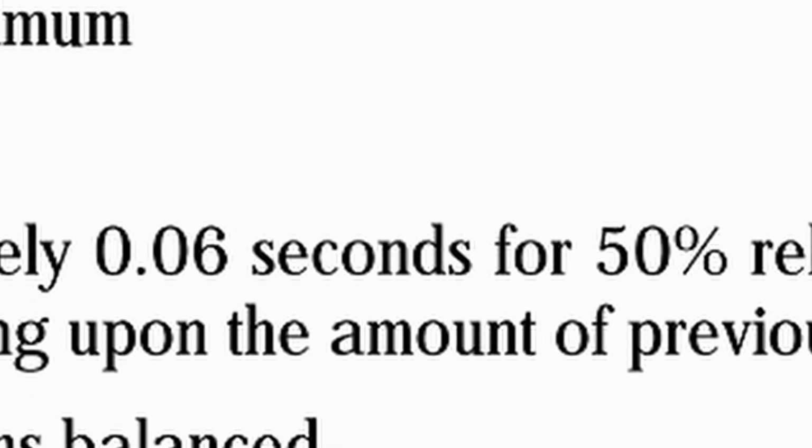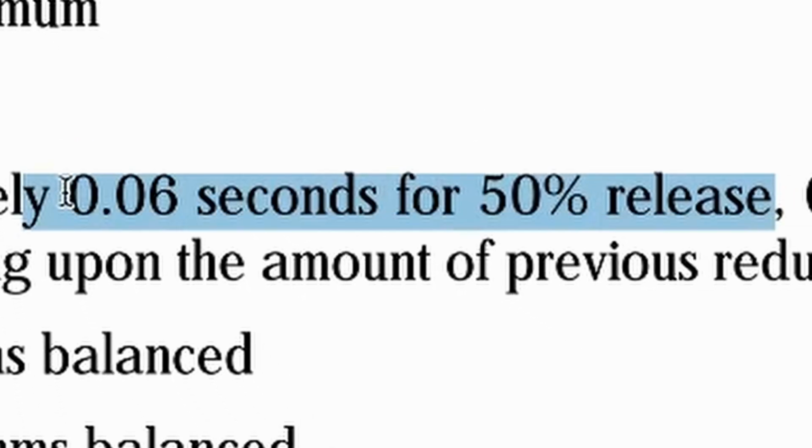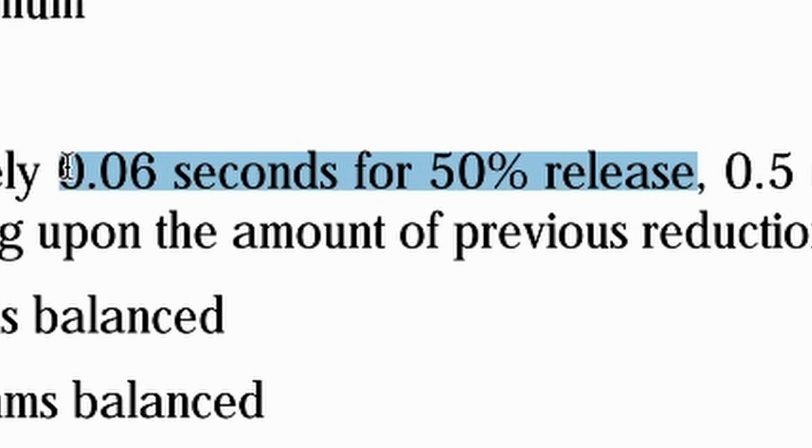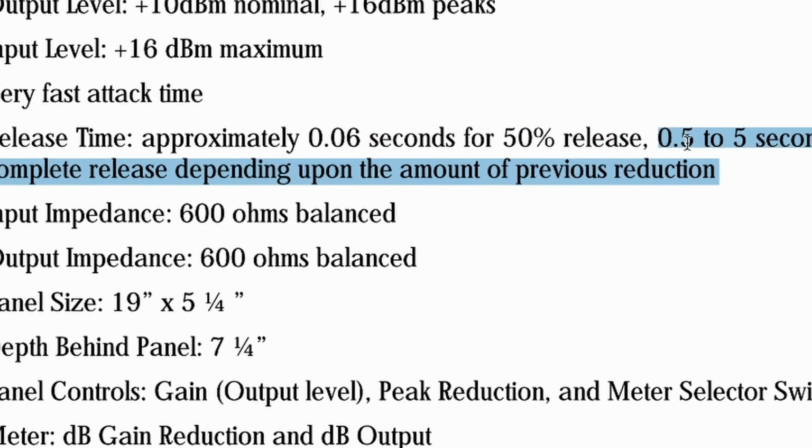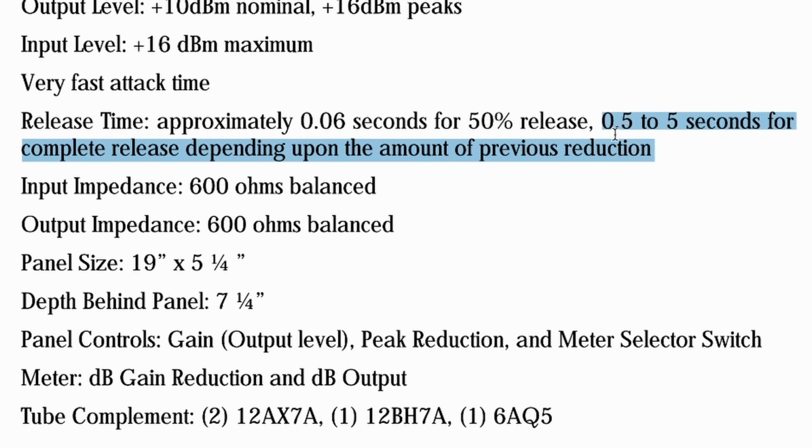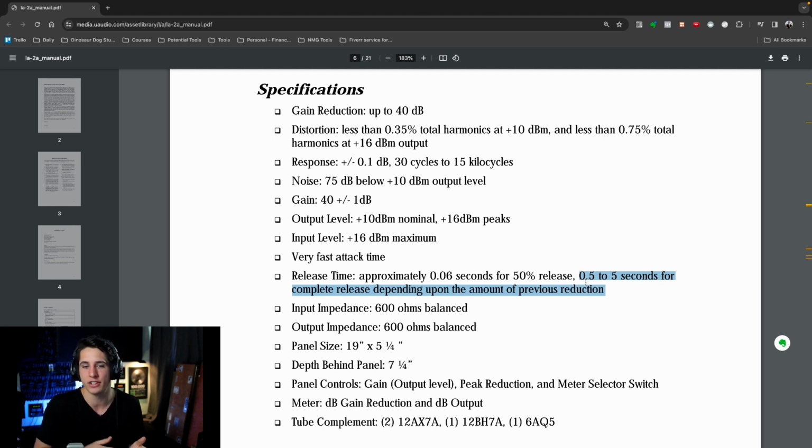The first 50% of the release is actually 0.06 seconds, which is about 60 milliseconds. The second half of the release is 0.5 to 5 seconds for complete release, depending on the amount of previous reduction. So basically somewhere in the 500 to 5,000 millisecond range is where the second half of the release will land, based on how much we're compressing with the compressor.